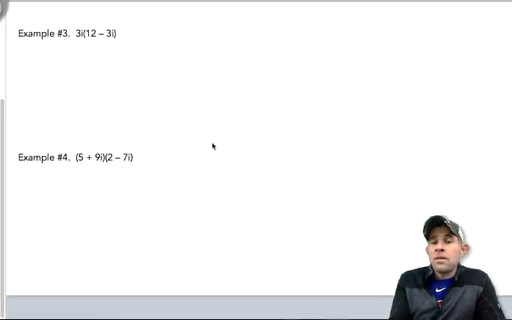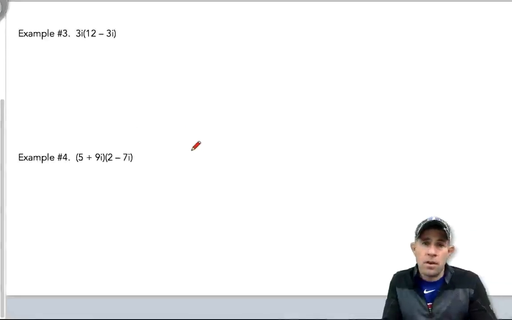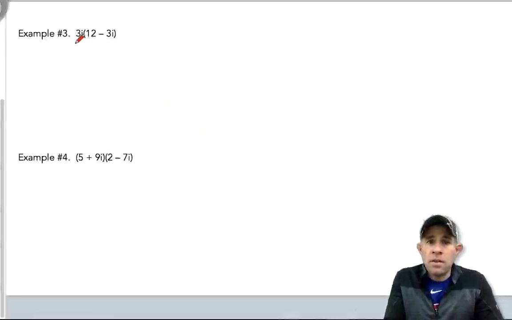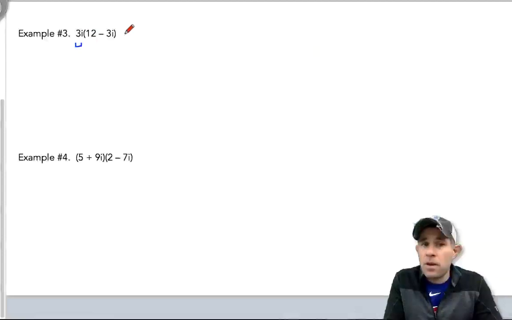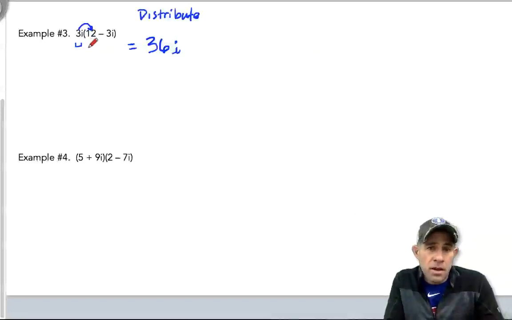All right. Further on, we have a few more examples here of doing some operations with complex numbers. Here you see that we're multiplying 3i, this complex number, times another complex number, 12 minus 3i. Here we're simply going to distribute. So the distributive property will follow like this. We take 3i and multiply it to our 12. That results in 3 times 12, which is 36i. So again, you can see here that i acts very much like a variable x.